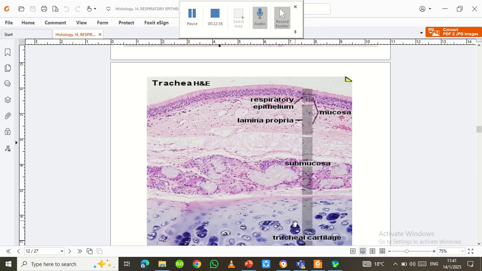Because a chondroblast will be undergoing mitosis, and it's gonna divide by what you call interstitial growth.